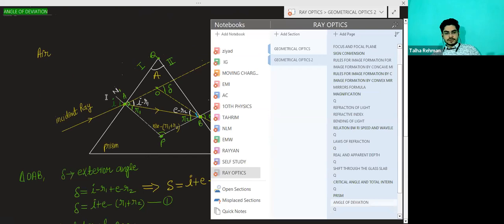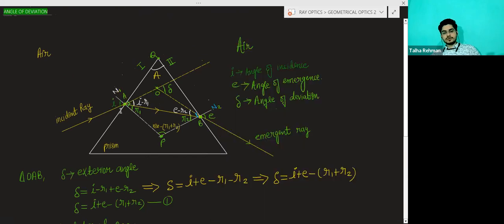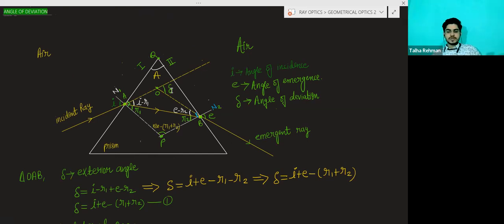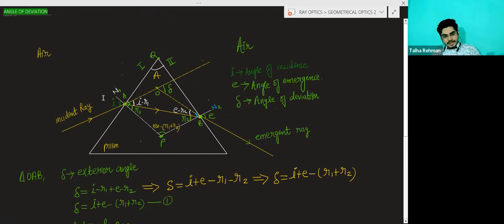This is a particular value of angle of incidence, and for this particular value there is an angle of deviation. There will be one particular value of angle of incidence for which the angle of deviation will be minimum. And in that case, the angle of incidence also becomes equal to the angle of emergence, and R1 and R2 also become equal.